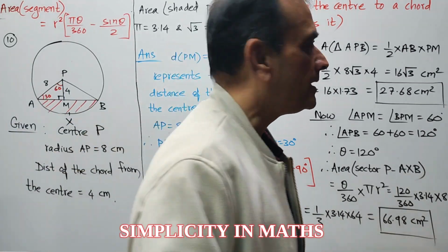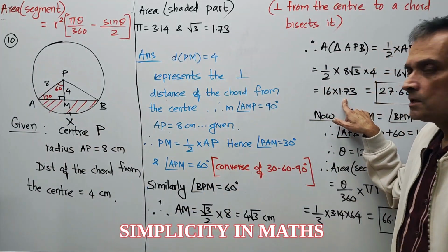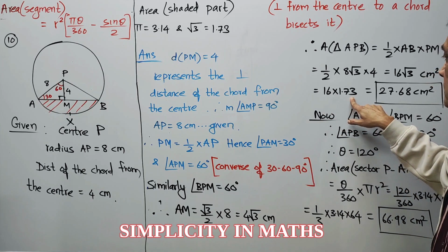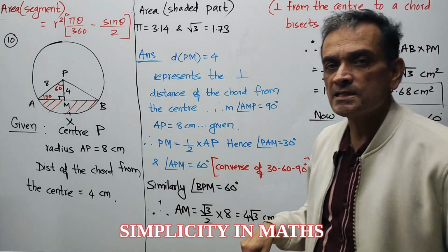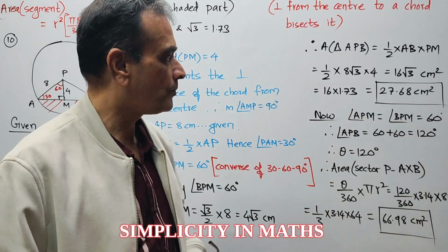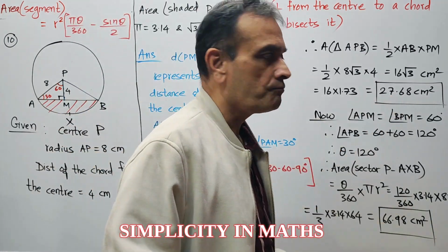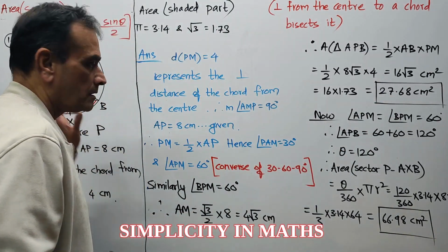Value of root 3 is given as 1.73. So 16 into 1.73 is 27.68 centimeter square. So we got the area of triangle.